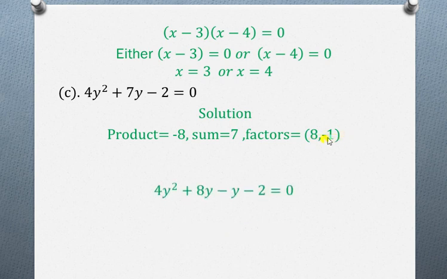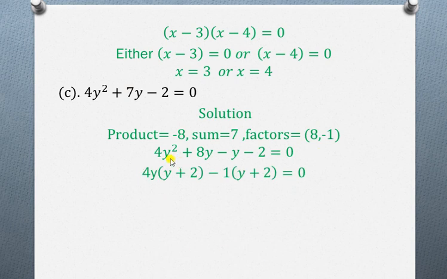Next step, multiply these factors by y. Since this time round we have y, I multiply this also by y. So I will get 8y minus y, which replaces our 7y. But still the difference of the two gives back the same 7y that we have replaced. Then you maintain the negative 2 and the 0 on the right hand side.